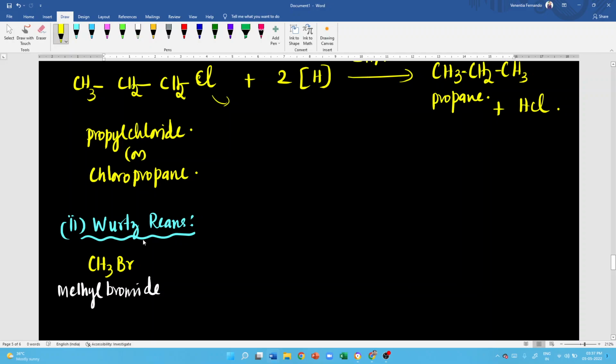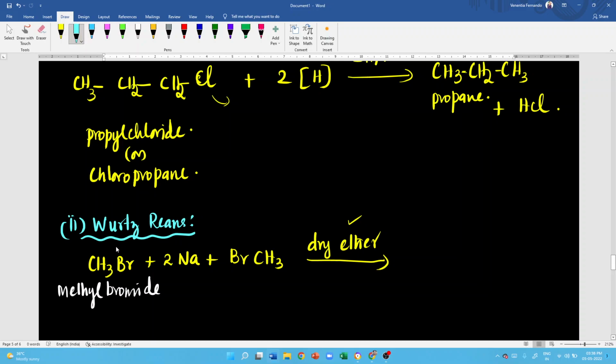I'm taking 2 molecules of methyl bromide, reverse and write BrCH3, in the presence of metallic sodium, in the presence of dry ether. Here we took two alkyl halides with metallic sodium in dry ether. It's very important. Now box out the Br, Na, Br.